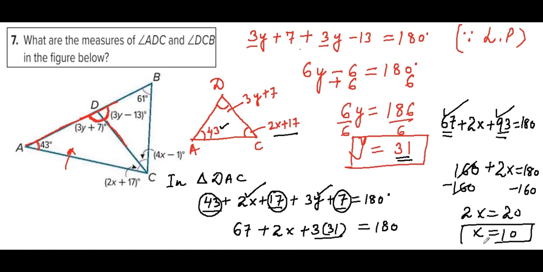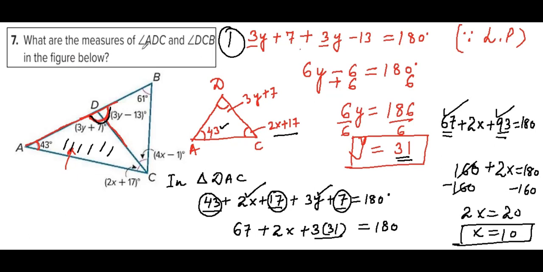So our aim is to find out x and y. I got the y from the linear pair. So first step, I found the value of y, which is 31. Then I applied the angle sum property in this triangle. So I got x and y. Now easily you can find out the angles they're asking.